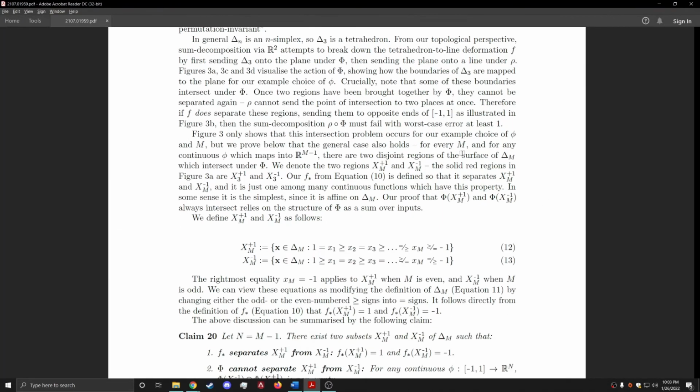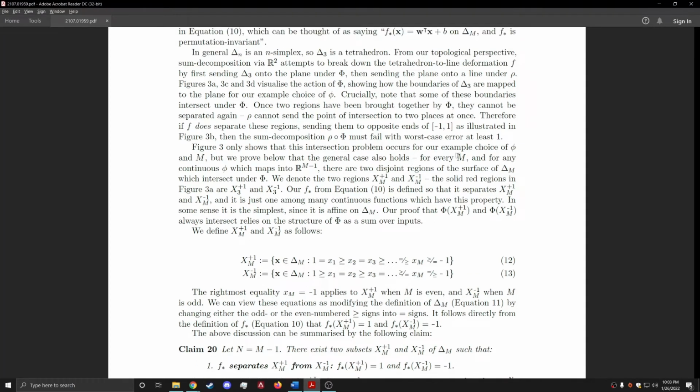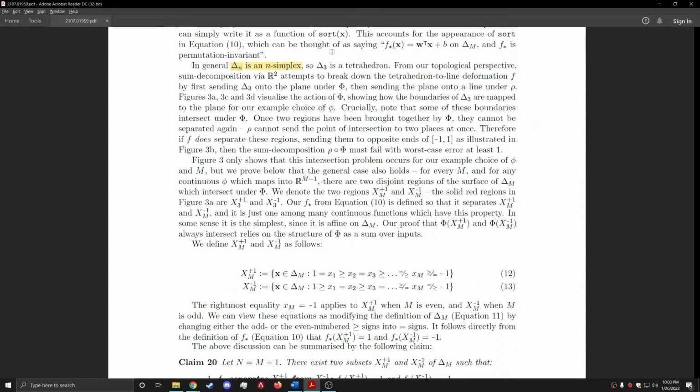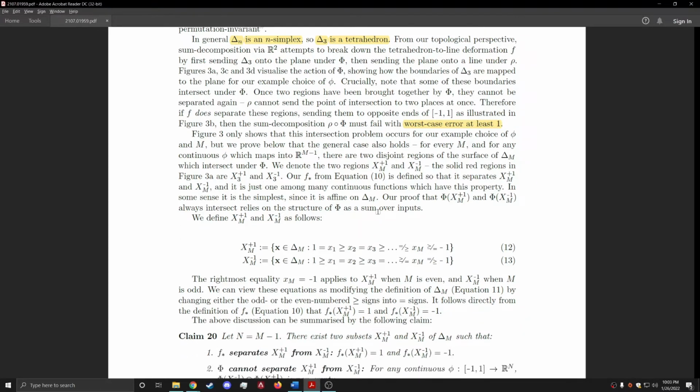So let's go down. We're going to prove this in the general case. So as we see, this is going to be an n simplex, so we have a tetrahedron. We are going to be able to map it. I could have sworn there was something that it said that was interesting here. Here's where it's saying there's worst case error of at least 1. Well, look at that.